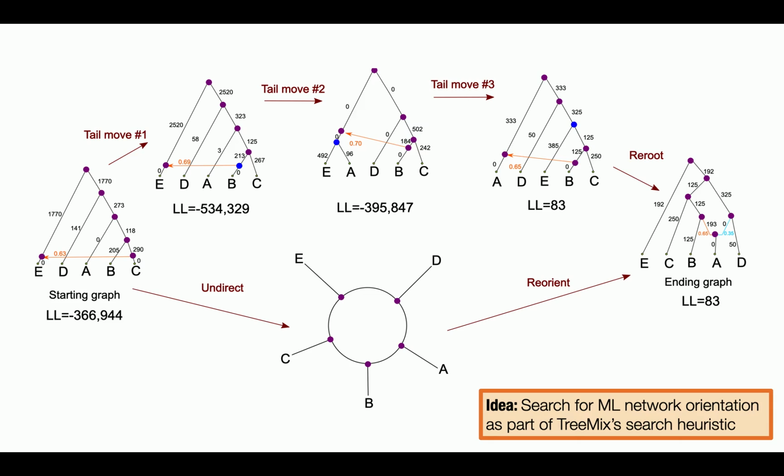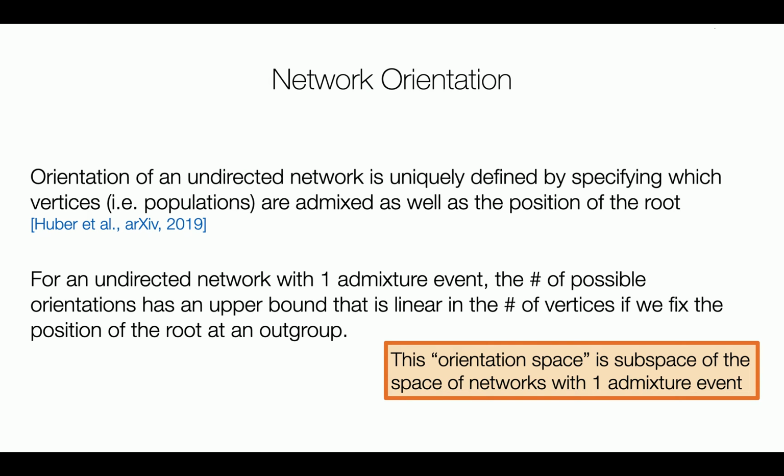And so the idea would be we could incorporate a maximum likelihood network orientation as part of TreeMix's search heuristic. To implement this idea, we utilized recent results from Huber et al. They proved that the orientation of an undirected network is uniquely defined by specifying which vertices or populations are admixed, as well as the position of the root.